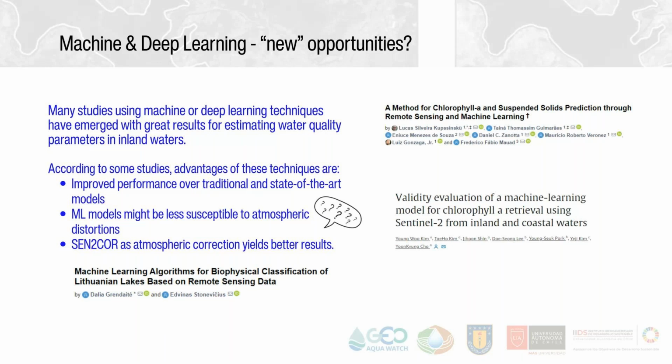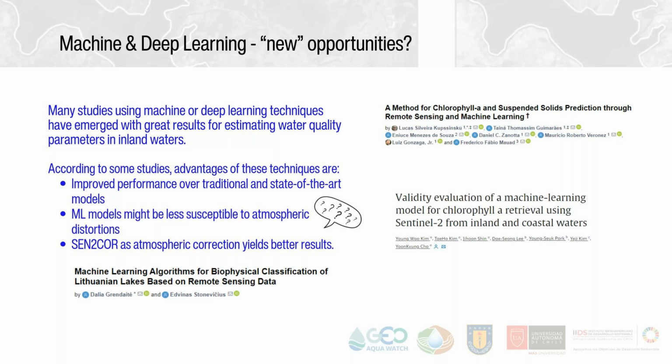In fact, many of these studies claim that Sen2Cor, which is a correction for surface reflectance, has yielded better results than other atmospheric correction. So this would actually mean that I could use Sen2Cor for my lakes, and that atmospheric correction would just not be an issue and I could just forget about it.